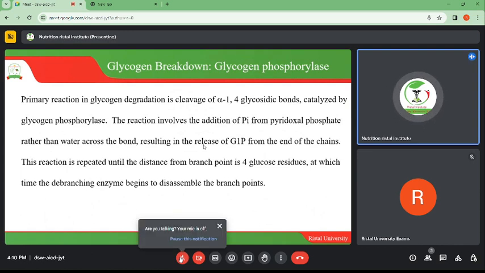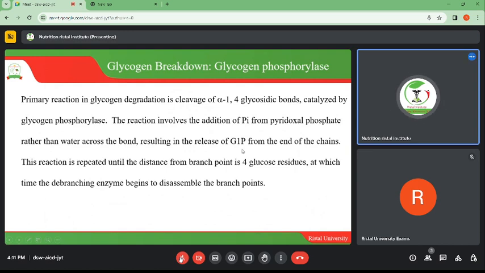This enzyme adds in a phosphate group, and that is derived from pyridoxal phosphate, which is PLP. We'll look at the role later on, but to mention it briefly, PLP, which is pyridoxal phosphate, is a derivative of vitamin B6. So we'll get into that later. So on addition of this phosphate group to each of the glucose on the chain, it will result in the release of glucose 1-phosphate from the end of the chain.